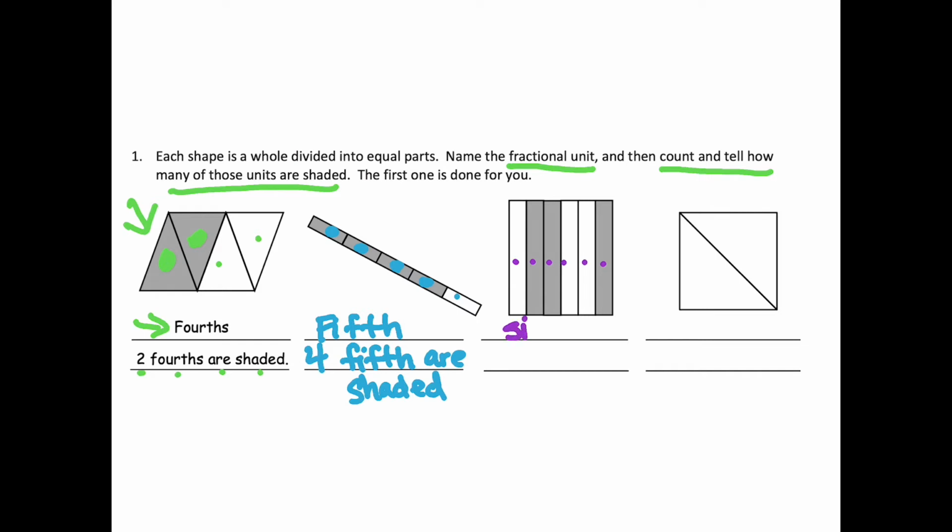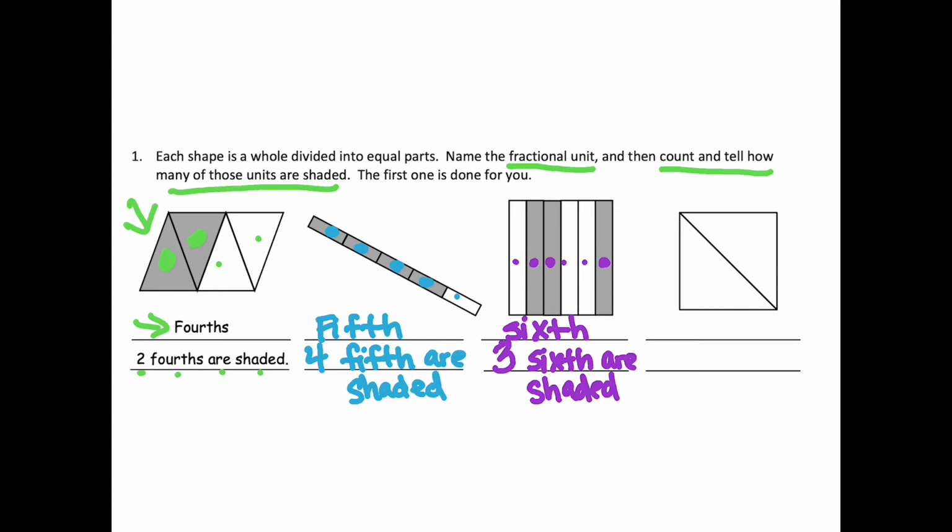Sixths, right? Now I'm going to count up my shaded units and figure out what my total is. 1, 2, 3. So 3 sixths are shaded. Not too bad, right? Okay, let's look at the next one.